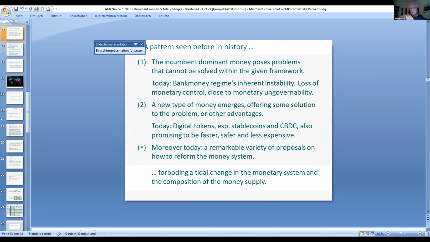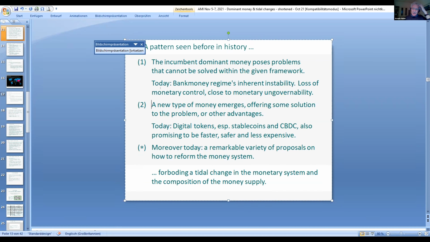I don't speak here of synchronized developments across the countries and so on, but it's simply a pattern. And the pattern consists of the fact that the incumbent money system, the dominant money, poses problems unsolvable within the given framework. And that's today the case with the bank money regime. And at the same time, we have a new type of money coming up. Nowadays, even several new types of money coming up, promising in some way to contribute to a solution of the problem, or to come with other advantages, such as being less expensive, faster, and so on.